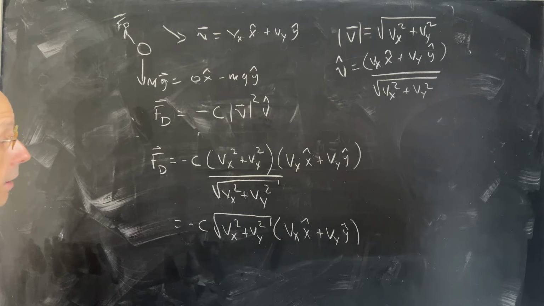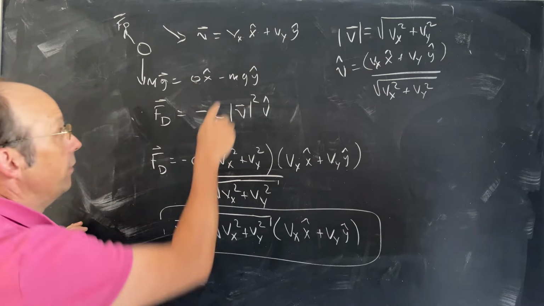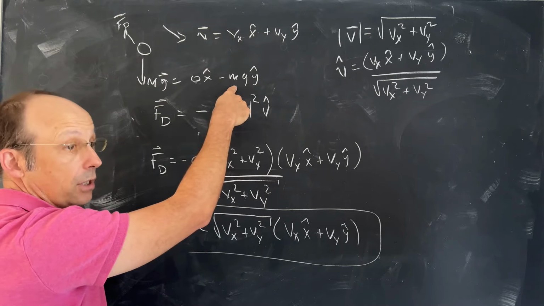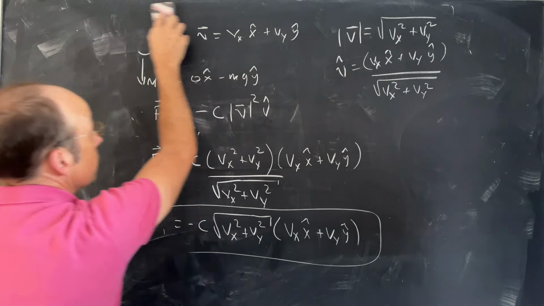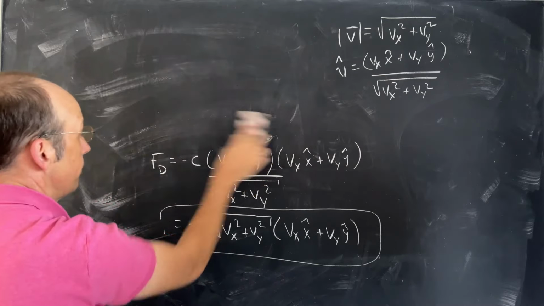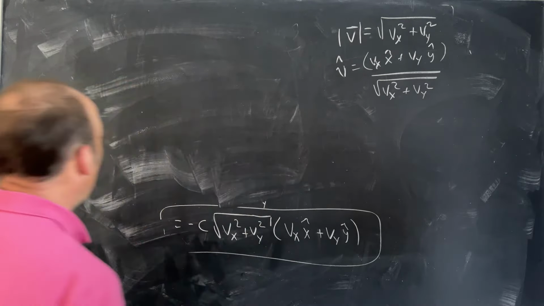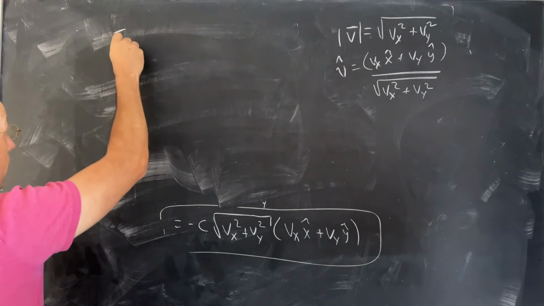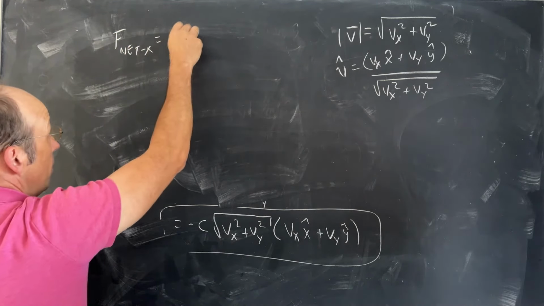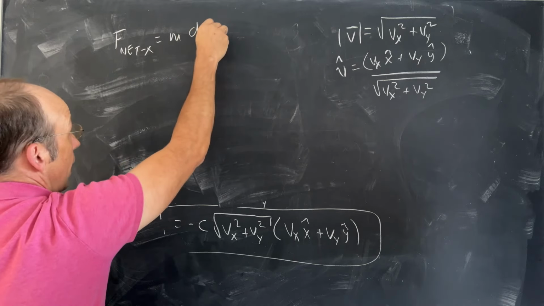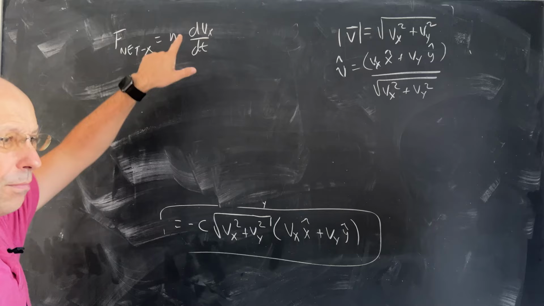Now I can write Newton's second law using this and my gravitational force, negative mg y hat. So let's write down the x equation of motion. F net x equals m dvx dt. Sorry about that. Okay, so that's my acceleration.